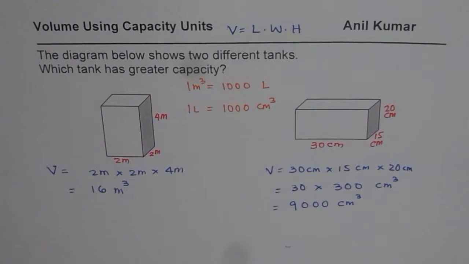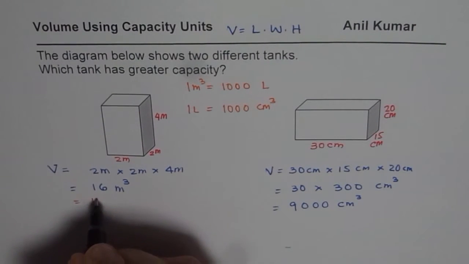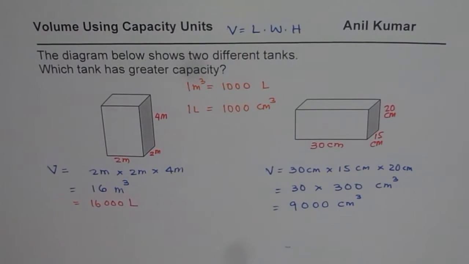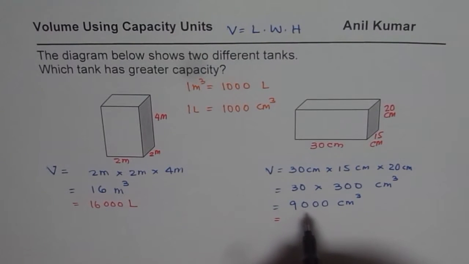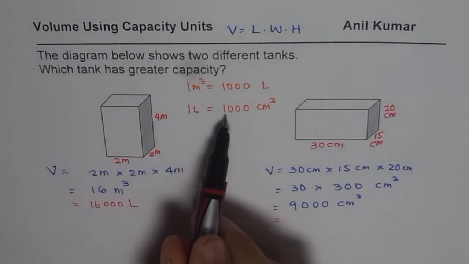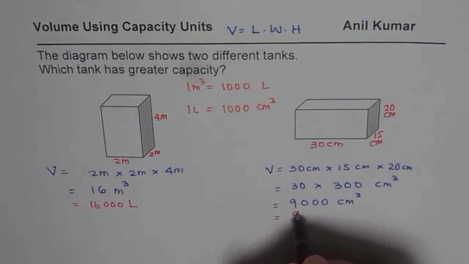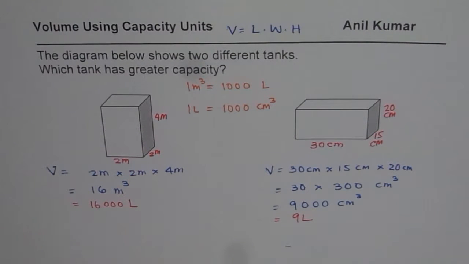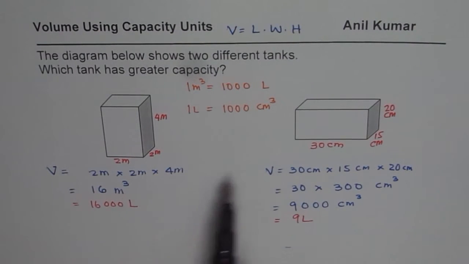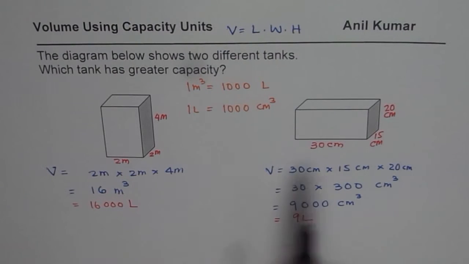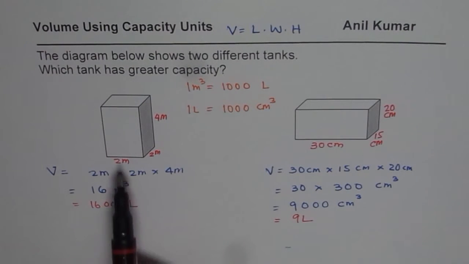So if you convert the units, then what do you get? You actually get here 16 and 3 zeros, 16,000 liters, correct? So in liters, that is the one. And in this case, 1 liter is 1000 centimeter cube. So you have to divide by 1000. So you get 9 liters here. So clearly there is lot of difference, right? So the units make huge impact. So you get 9 liters capacity for this tank and 16,000 liters capacity for the other tank, correct?